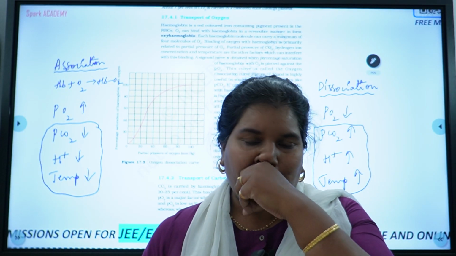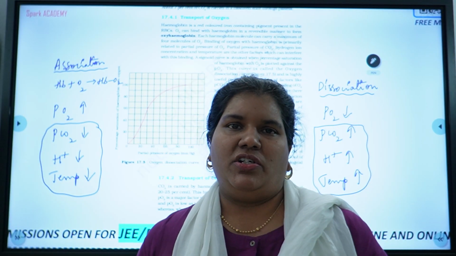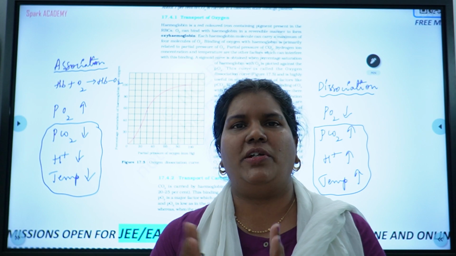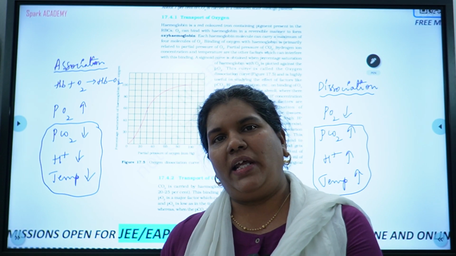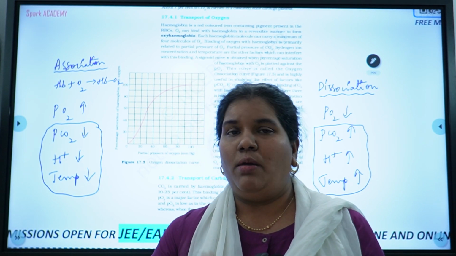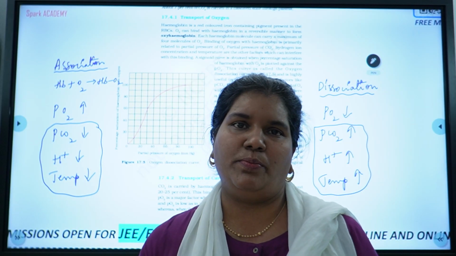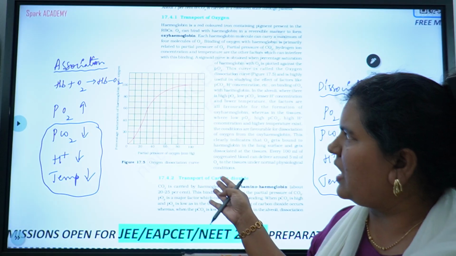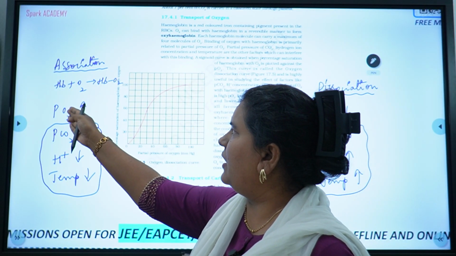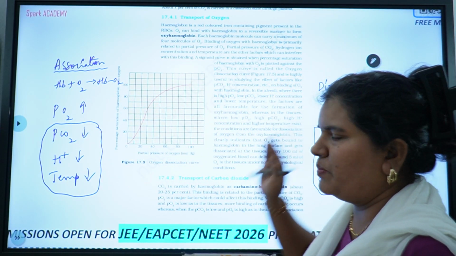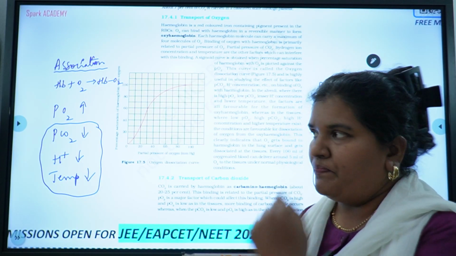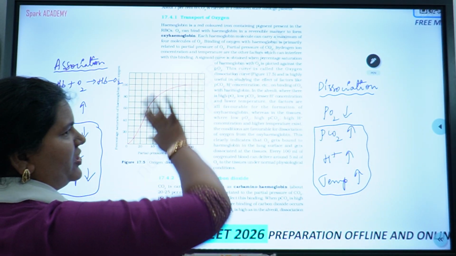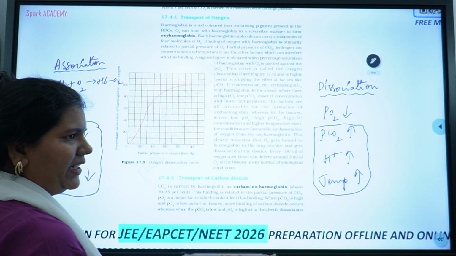Always remember, for binding and breaking, partial pressure is important. For binding of oxygen, partial pressure of O2 is more. For binding of carbon dioxide, partial pressure of carbon dioxide should be more. So what do we learn from this graph? We learn from this graph that binding takes place at the lungs level and breaking takes place at the tissue level. Now let's see, this is under normal physiological conditions, this is what we get.